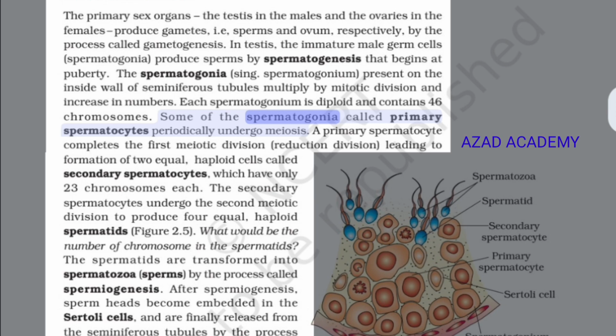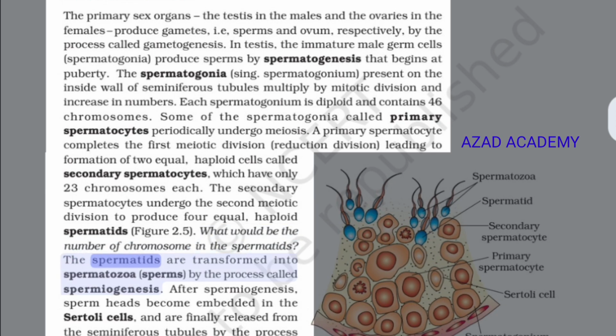Some of the spermatogonia, called primary spermatocytes, periodically undergo meiosis. A primary spermatocyte completes the first meiotic division, reduction division, leading to formation of 2 equal haploid cells called secondary spermatocytes, which have only 23 chromosomes each. The secondary spermatocytes undergo the second meiotic division to produce 4 equal haploid spermatids. What would be the number of chromosomes in the spermatids?